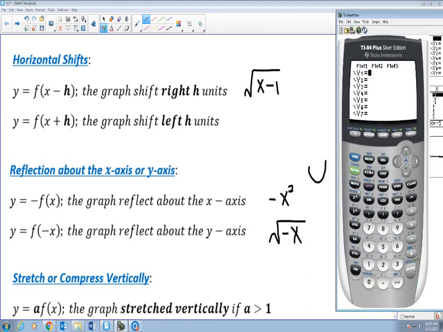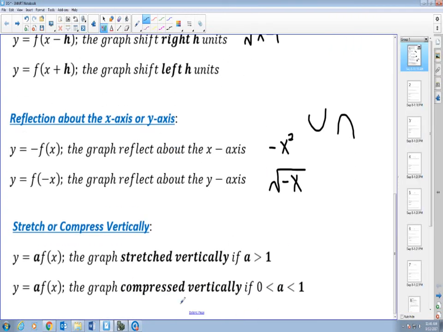So let me demonstrate real quick. If I were typing a regular square root of x, we know it's going to go to the right. If I type the square root of negative x, I made this line darker, I'm going to use a double line. This time you should get a reflection about the y-axis, that means what? You go to the left.